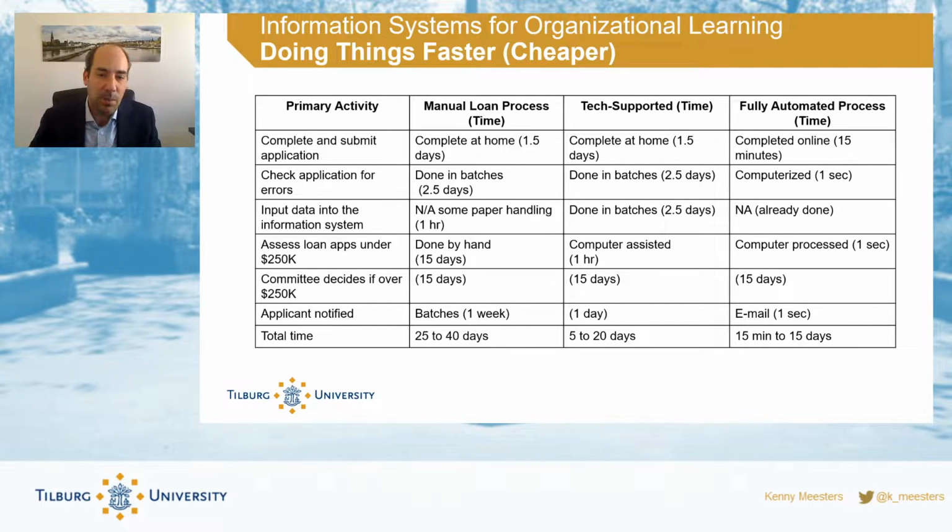You have to complete the application at home. It takes a few days. You have to do it in batches, and the clerk in the office has to check it by going through them one by one. Then it has to be put into a system. All these checks have to be made manually, and then somebody has to be informed in the end. So they'll end up with a running time of 25 to 40 days.